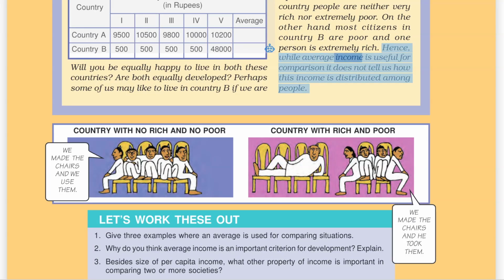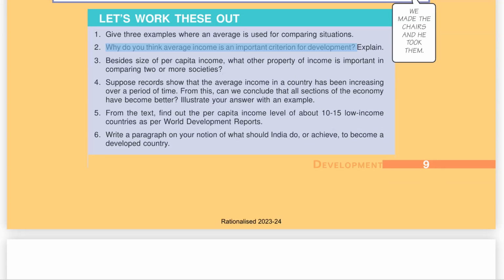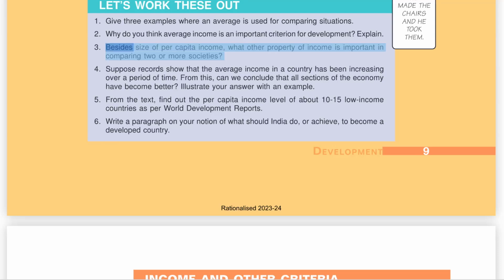Hence, while average income is useful for comparison, it does not tell us how this income is distributed among people. 1. Give 3 examples where an average is used for comparing situations. 2. Why do you think average income is an important criterion for development? Explain. 3. Besides size of per capita income, what other property of income is important in comparing 2 or more societies?